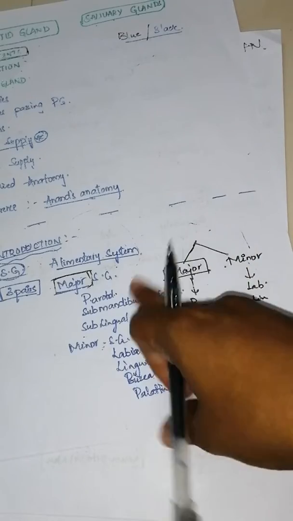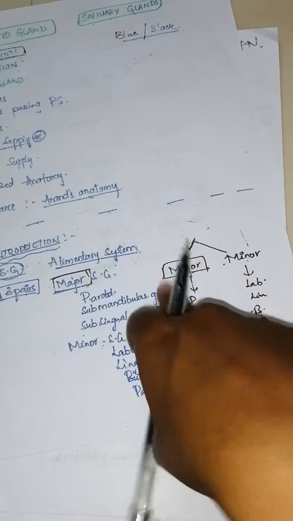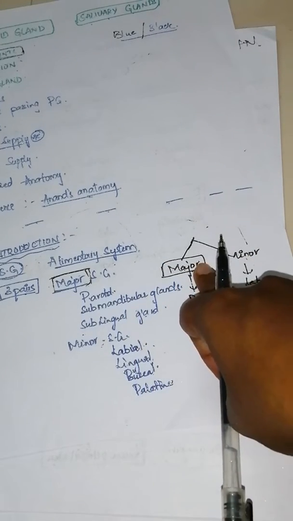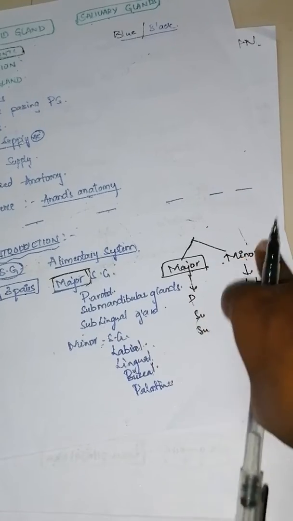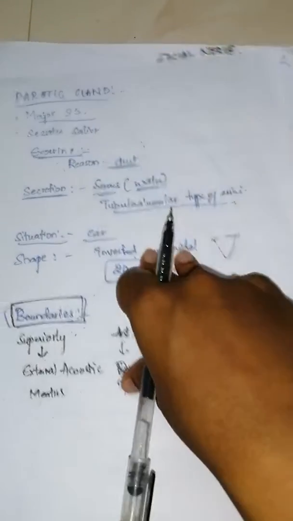You can also present it in this way, major and minor. We can divide like this, and you can box it out into major and minor. All these glands are included under the major, and these kinds of glands are included under minor. You can list them out like this or present in this way. This will fetch you good marks.